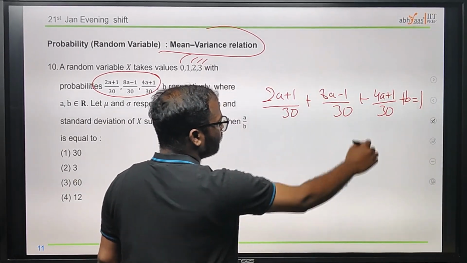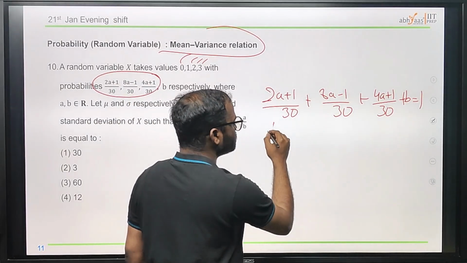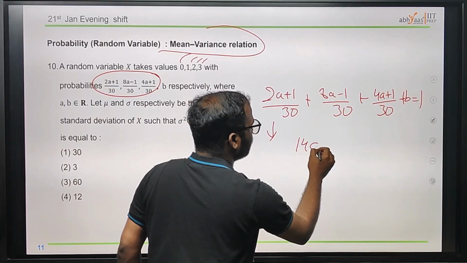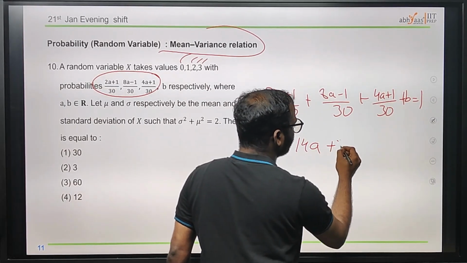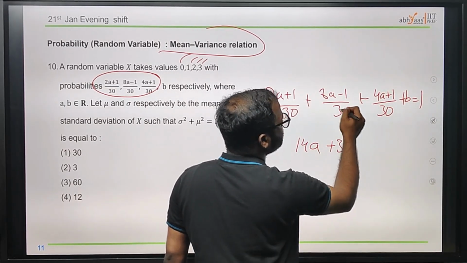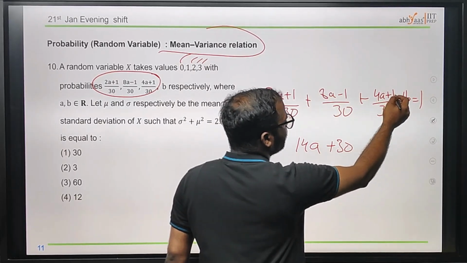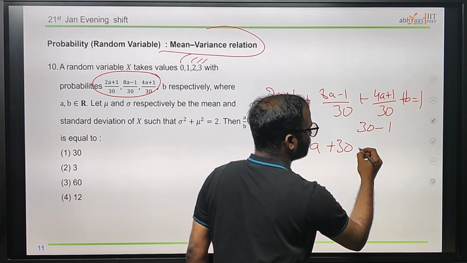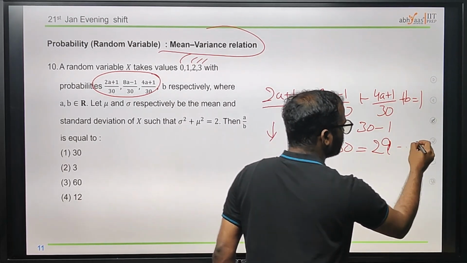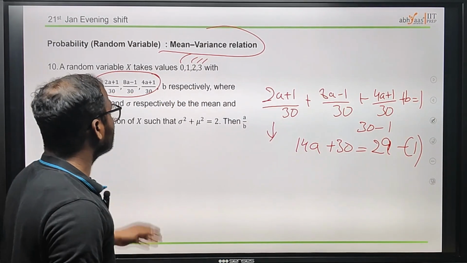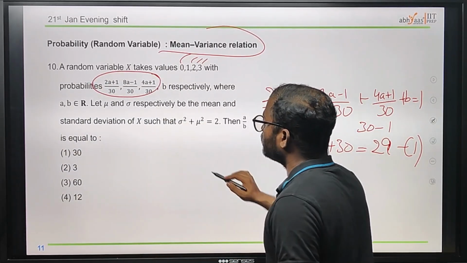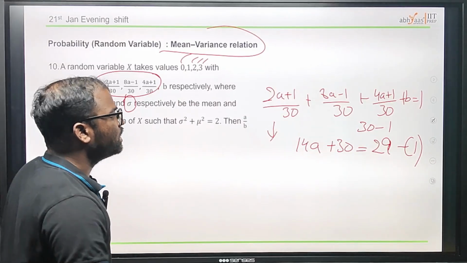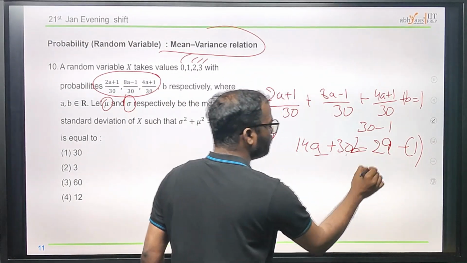Therefore, to find this, we get one equation: 2 plus 8 plus 4, which is 14a, plus 30b. We have 1 minus 1, which cancels out, and only 1 remains, so on that side it will be 30 minus 1, which is 29. This will be our first equation. From the sum we got the first equation. Now we have the mu and sigma, and by using them we can easily find another equation in order to find the a and b values.